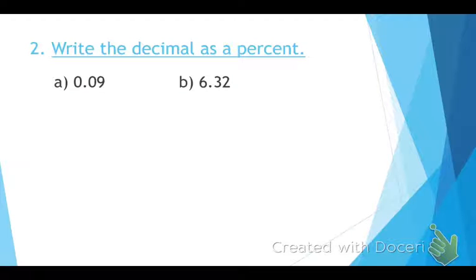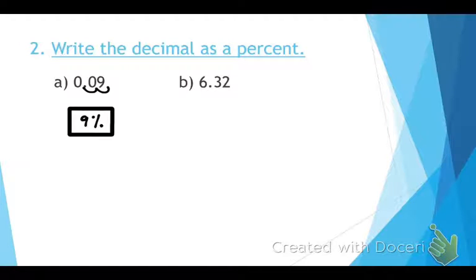For number 2, we're basically doing the opposite. This asks us to write the decimal as a percent. What should I do with my decimal point? Move it to the right 2 times. Okay, and then we'll add a percent sign. So what does 0.09 become? 9%.